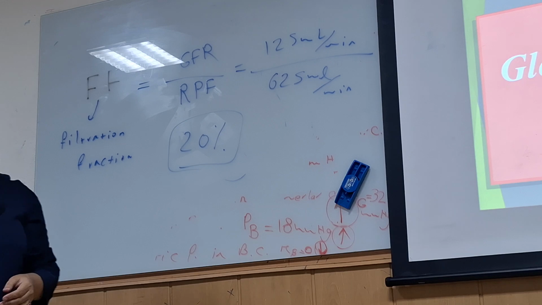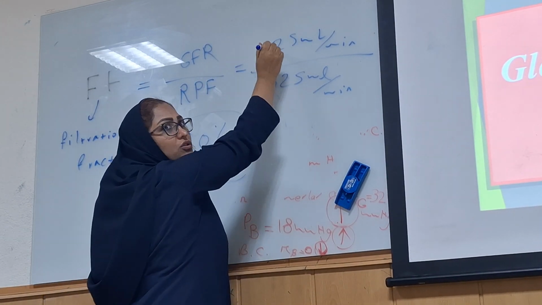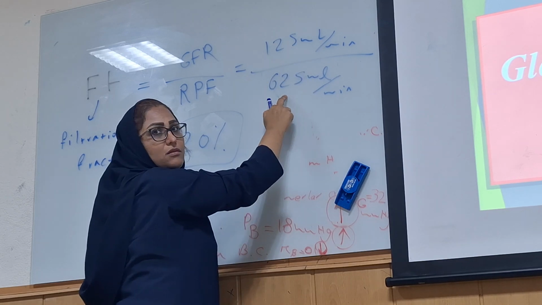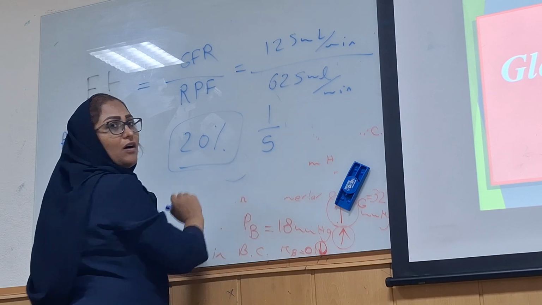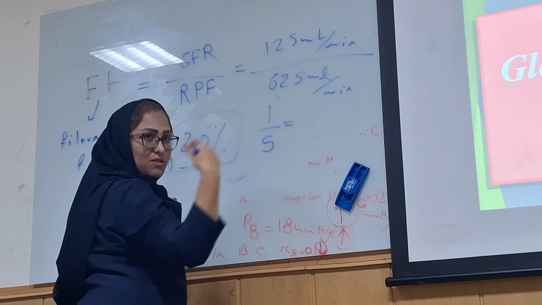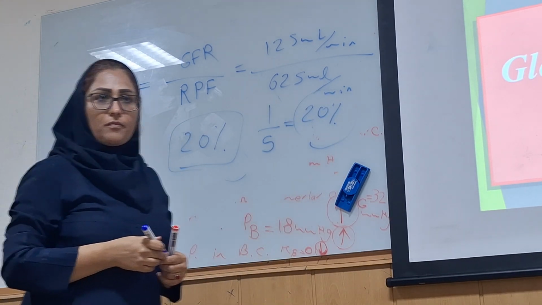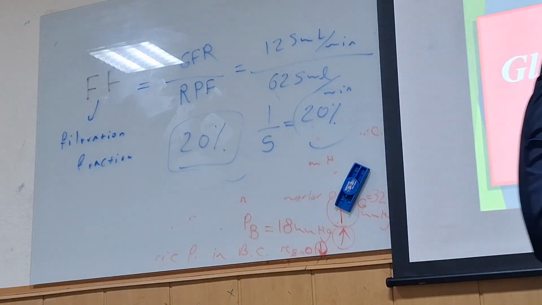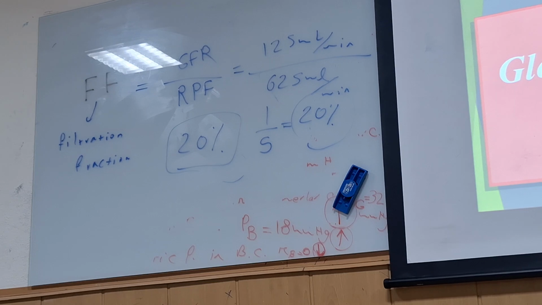What about the 80%? Expressed as percent, it is 20%. But if 20% of plasma is filtered, the other 80% is not filtered. Then how do we say that all the plasma in the body is filtered 60 times?